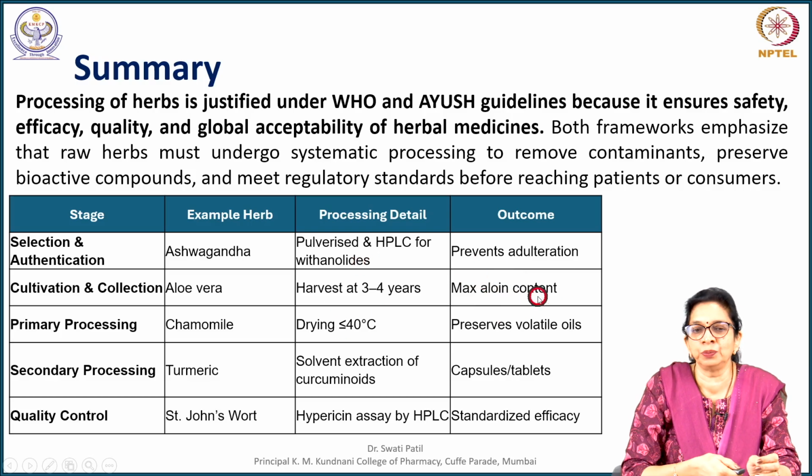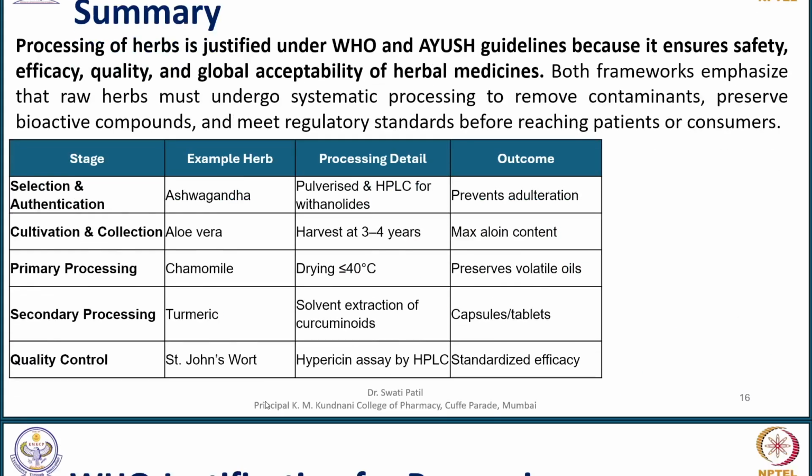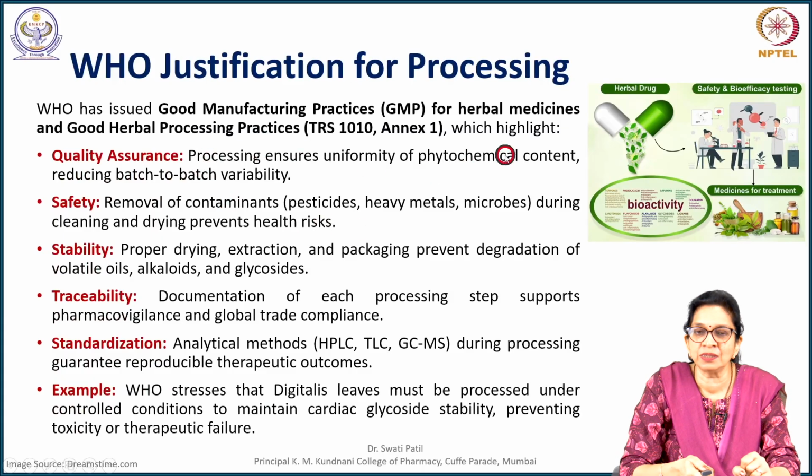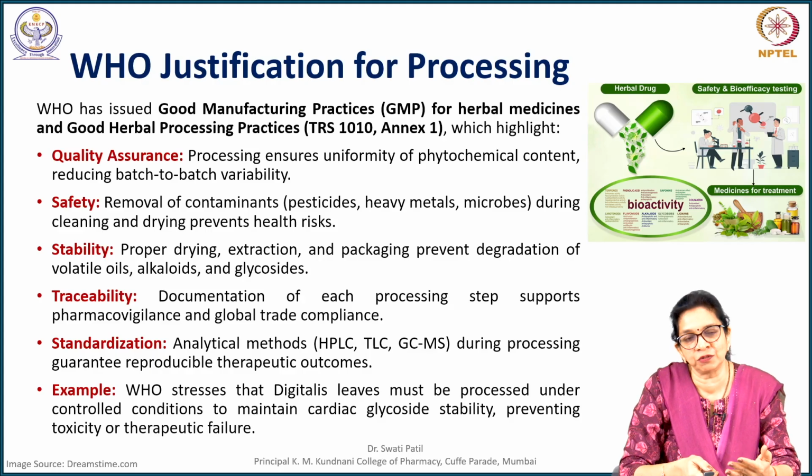Chamomile should be dried carefully so that we have enough volatile oil in the raw material, and similar examples exist for turmeric and St. John's wort. WHO justifies the processing of herbal raw materials, and it is mandatory that any herbal raw material, before it is commercially marketed as a raw material or as a finished product, must undergo processing.